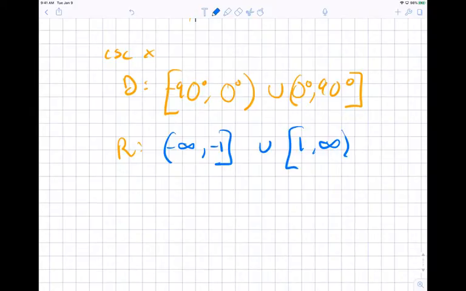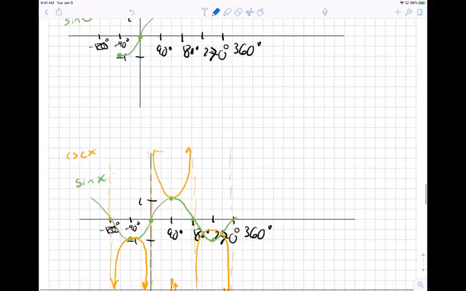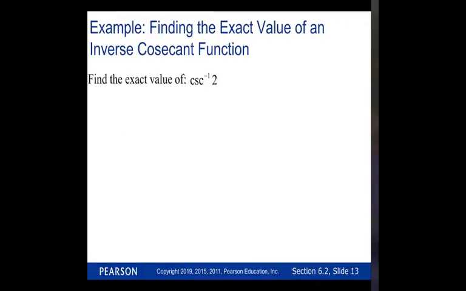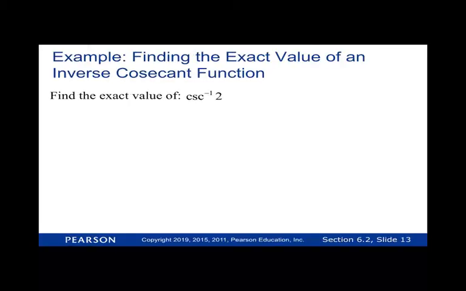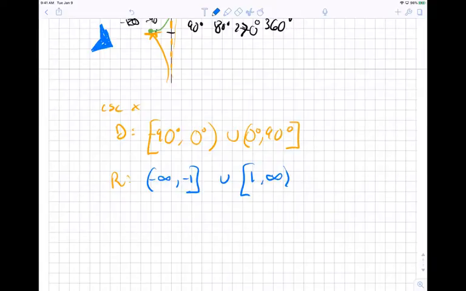Okay, let's go back and answer the question because I'm totally sleepy. Where are we? Let's go back here. Cosecant of 2. Okay, so the whole point of that was to identify our domain and range including our restrictions on cosecant. The domain of cosecant is essentially the same as the domain of sine, but we had to throw out the 0 because when we flipped the 0, it became undefined. And then the range went from negative infinity up to -1, and then it picked back up and went from 1 to infinity. So we're asked to find inverse cosecant of 2.